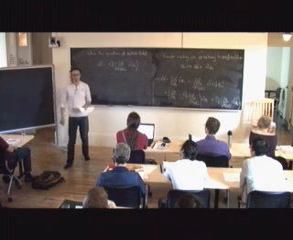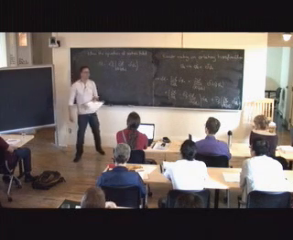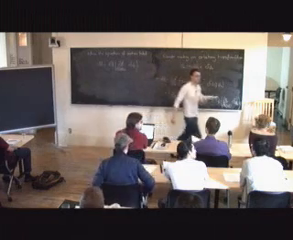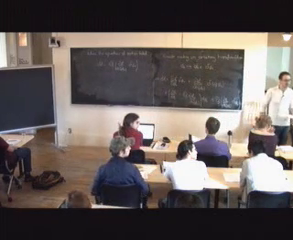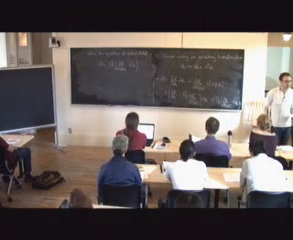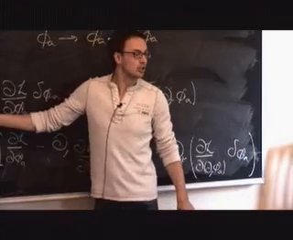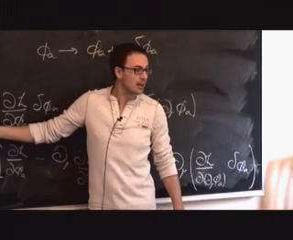Again, we'll get there. Okay. So, are we using script-L for the Lagrangian or for the total action? Script-L is the Lagrangian density. It's the thing that you integrate over all of space and time to get the action.